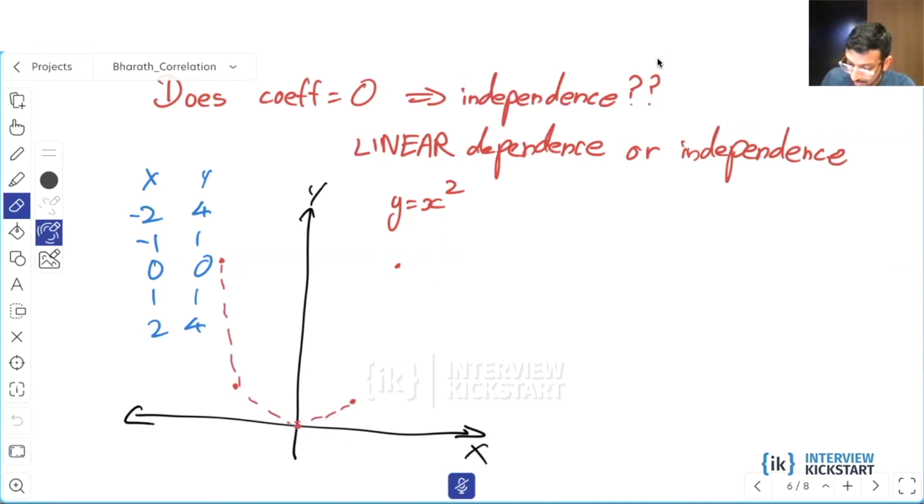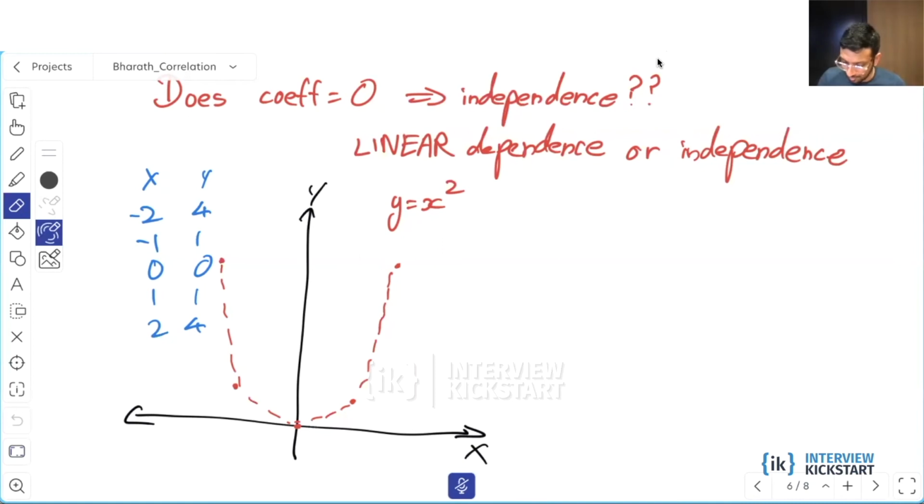And there is no question at this point that x and y are actually dependent, right? Because as x increases, y is going to increase if x is greater than 0. Y is going to increase as x decreases if x is less than 0. That's a very clear dependence over here.